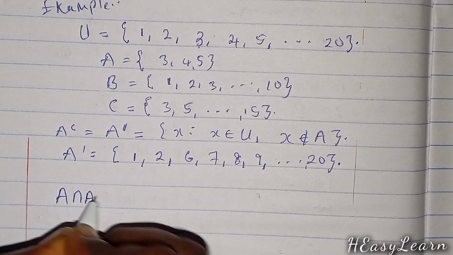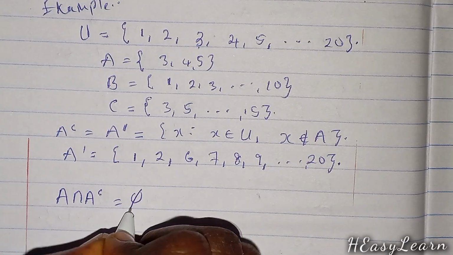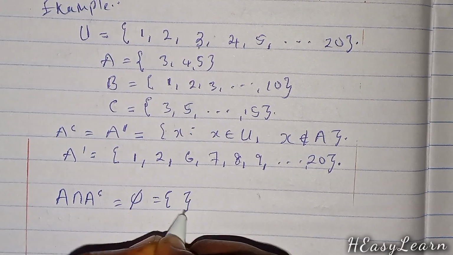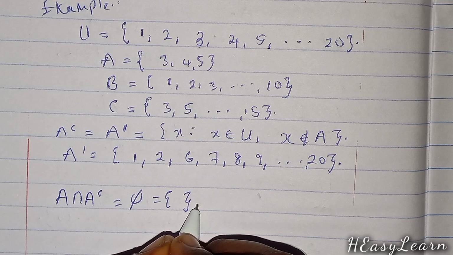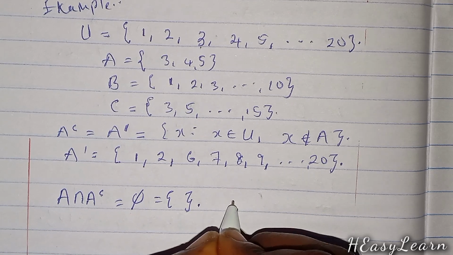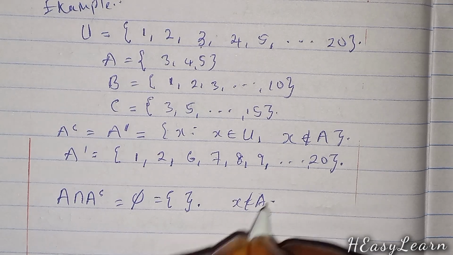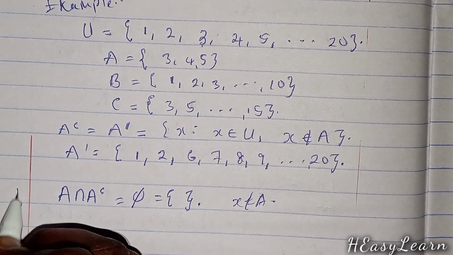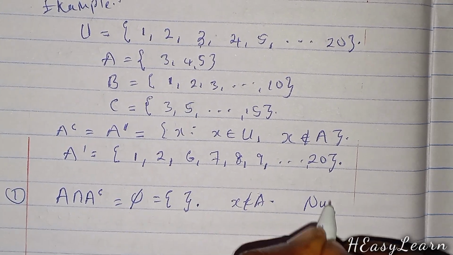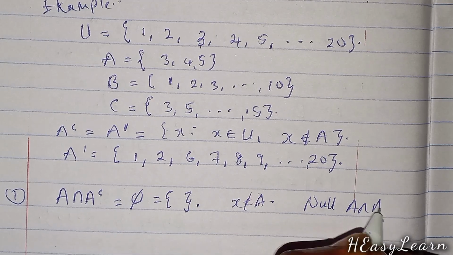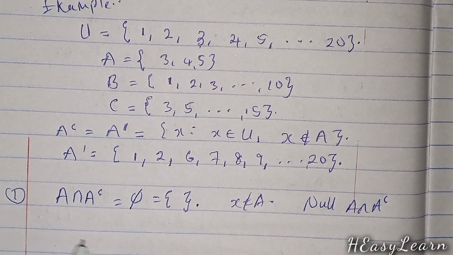A intersection A complement is going to be an empty set called the null set because they don't have anything in common, because A complement is everything outside the set A. So this is called the null set. A intersection A complement is always a null set.